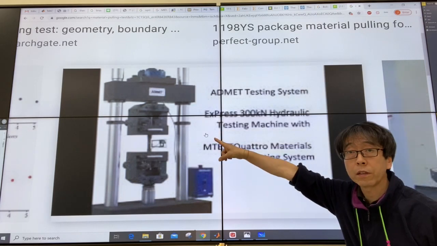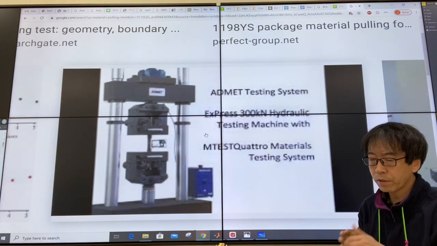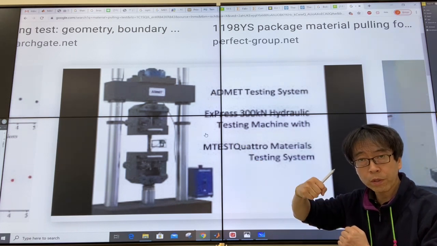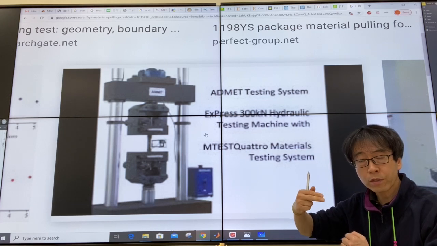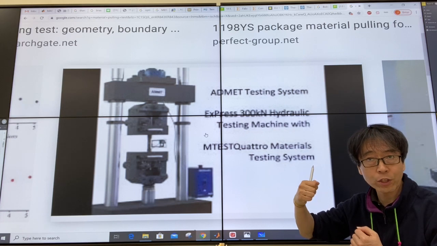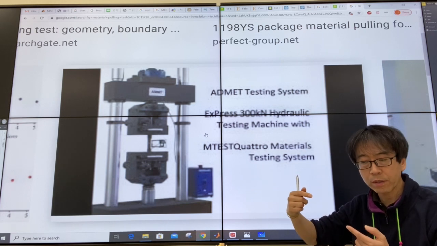Right? Something like this. It's a mechanical tester. You put some kind of a specimen in there and then pull until they break. And you measure stress, strain, or the force and elongation that represent the stress and strain. And you can see how this material behaves.